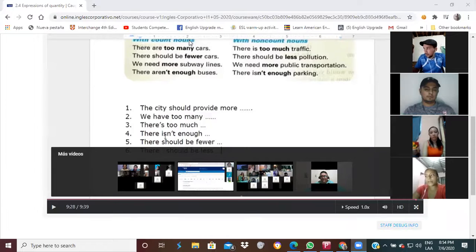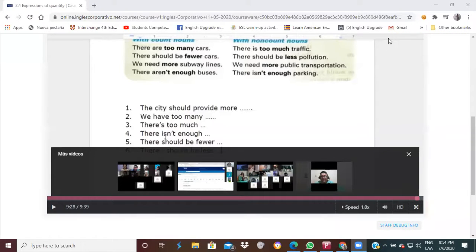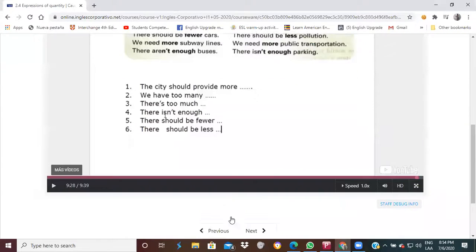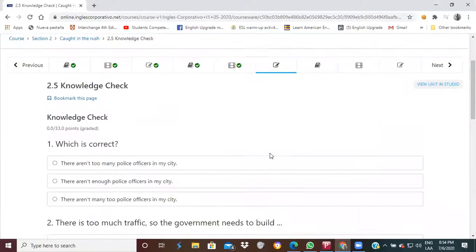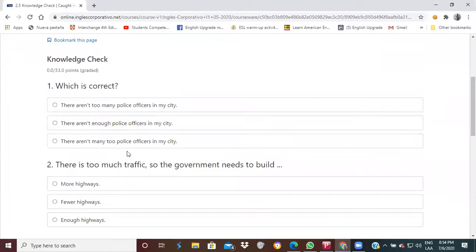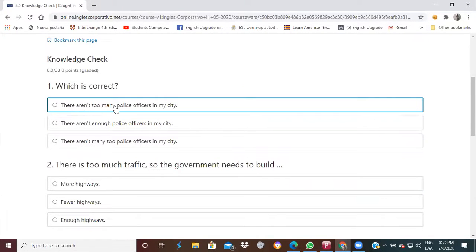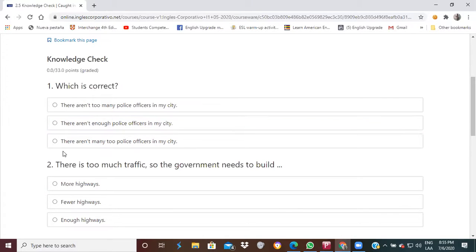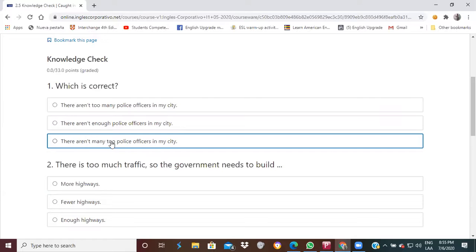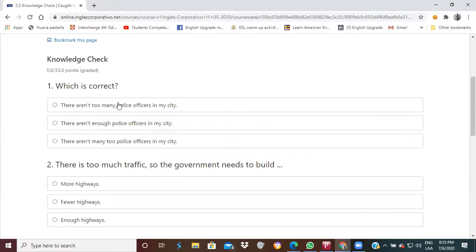All right. Now, for this activity, what I want you to do is we're going to be looking at examples here on the knowledge check. Which is correct? There aren't too many police officers in my city. There aren't enough police officers in my city. And there aren't many too police officers in my city. What is correct?